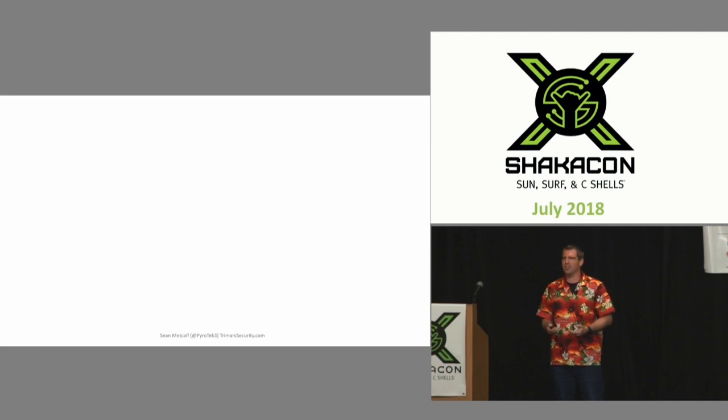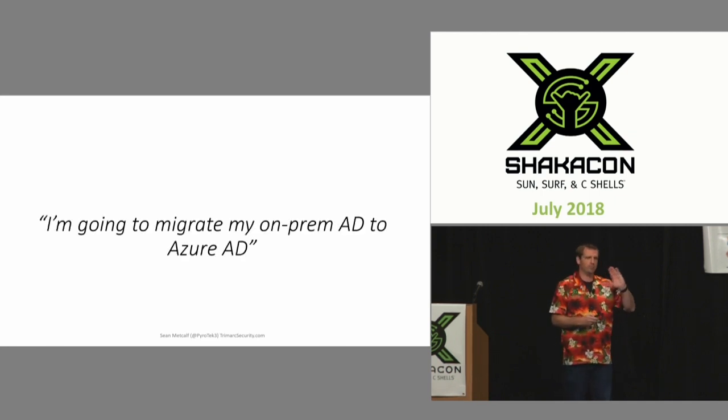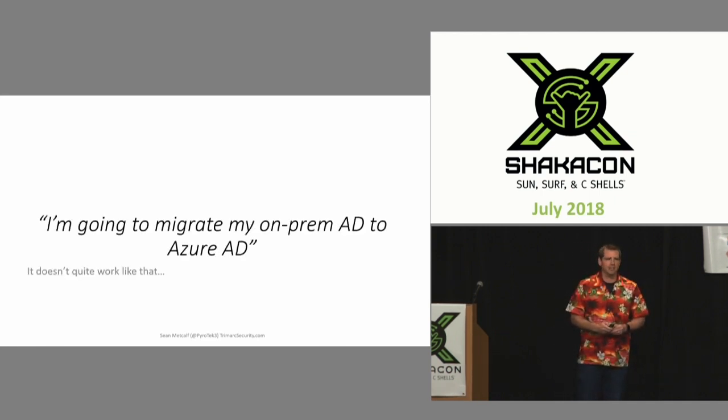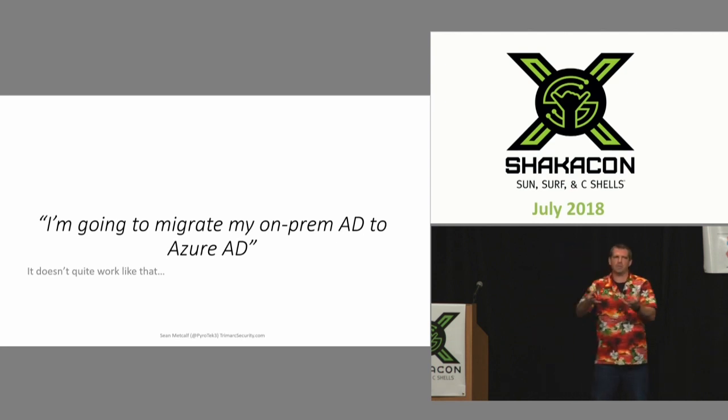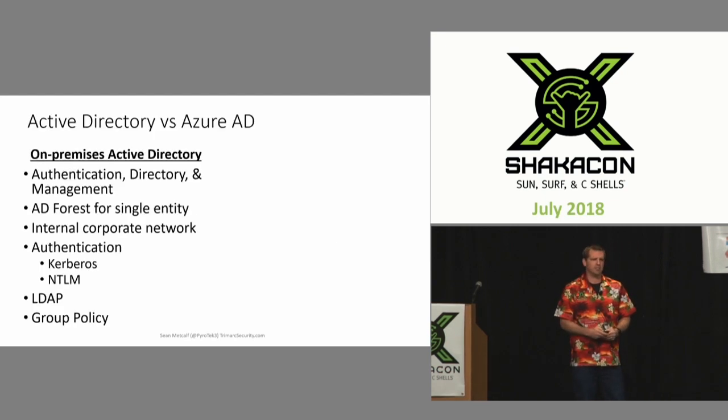The one thing that I've heard a lot, though, is I'm going to migrate my on-prem AD to Azure AD. And it doesn't quite work like that. Azure AD, despite the fact that it's Azure Active Directory, is not Active Directory. At least not the way that we're used to, or the way that we're used to thinking of it. We're not going to just shift and forklift what we have on-prem up into the cloud. That's not Azure AD, at least not today.